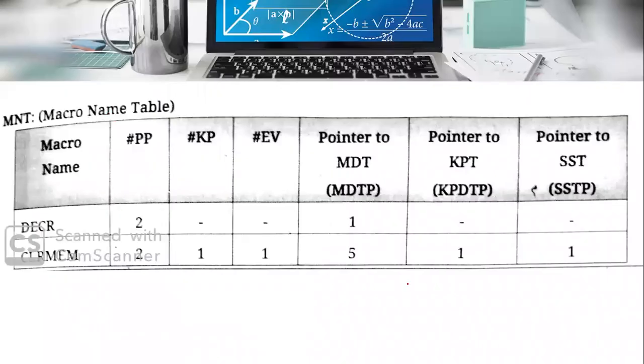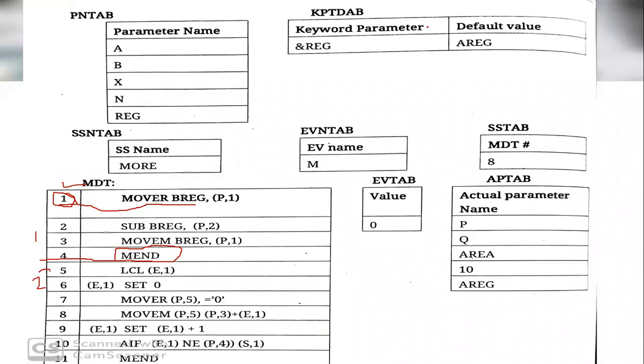Now we can see these entries in the given tables. We can consider this KPDTAB, the keyword parameter default table, where the default value should be assigned at this particular point. Then we define the SSNTAB, the sequencing symbol name table. We consider MORE as the sequencing symbol name. The expansion variable, YUM, we put under that particular name. And the SSTAB, the sequencing symbol table, contains the entry in the MDT.